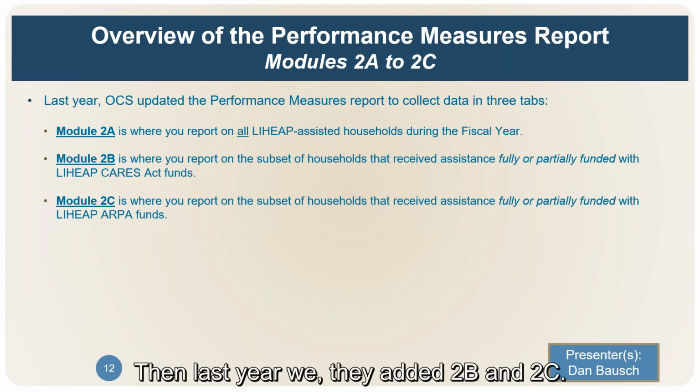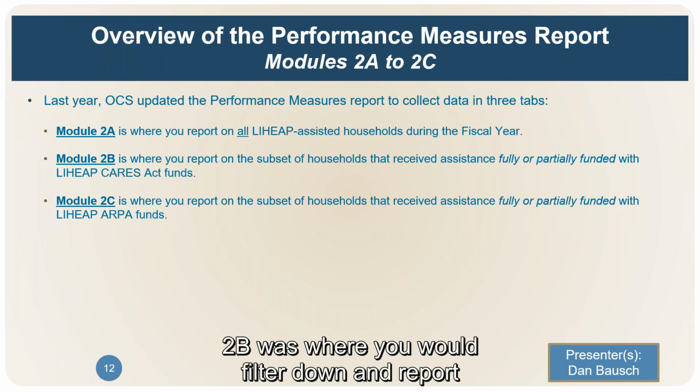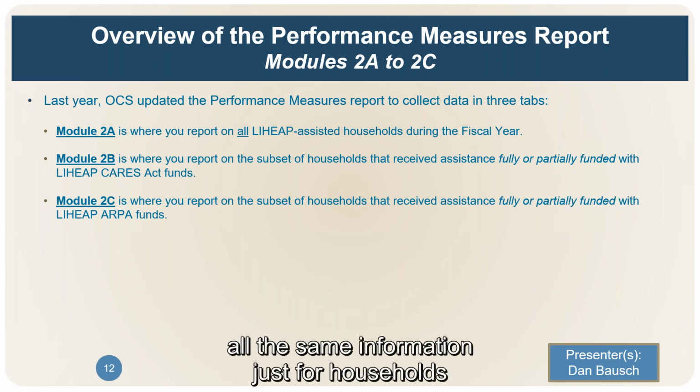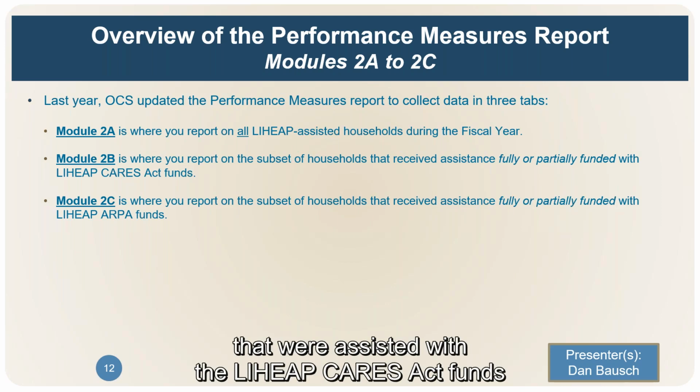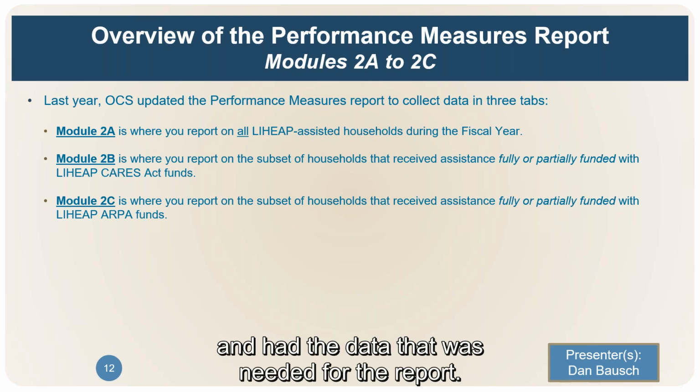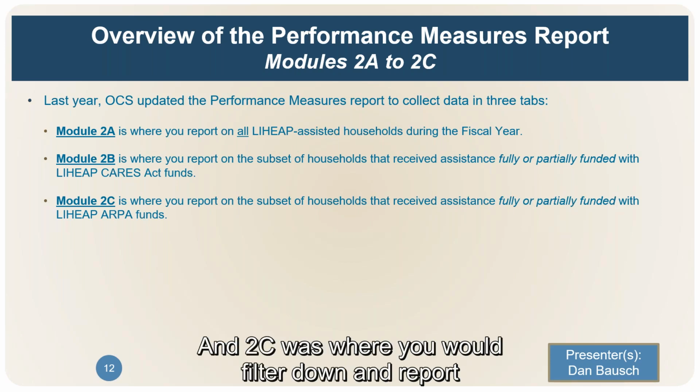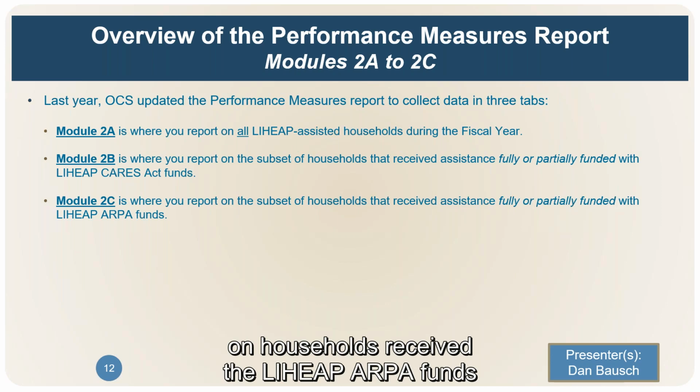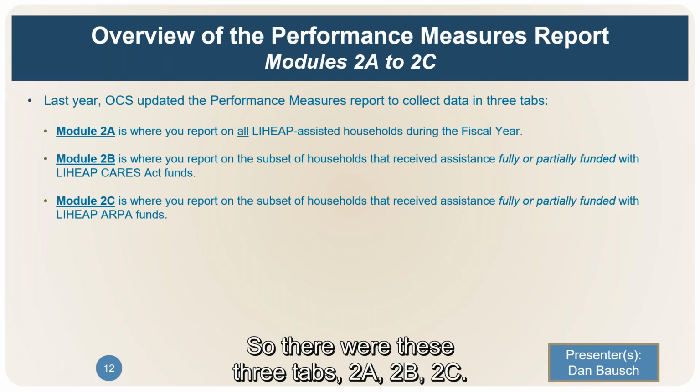Then last year, they added 2B and 2C. 2B was where you would filter down and report all the same information just for households that were assisted with the LIHEAP CARES Act funds and had the data that was needed for the report. And 2C was where you would filter down and report on households that received the LIHEAP ARPA funds, if any, last year. So there were these 3 tabs, 2A, 2B, 2C.